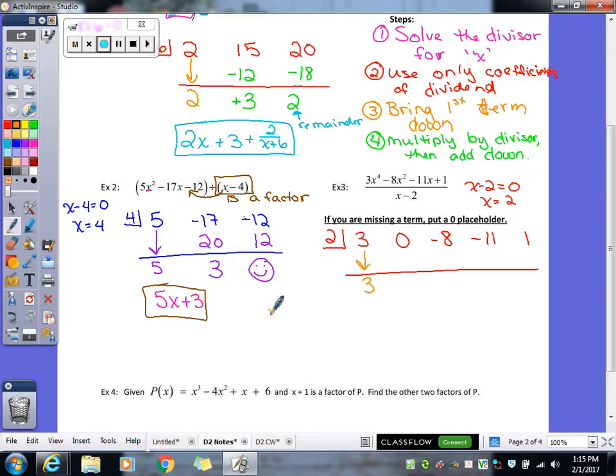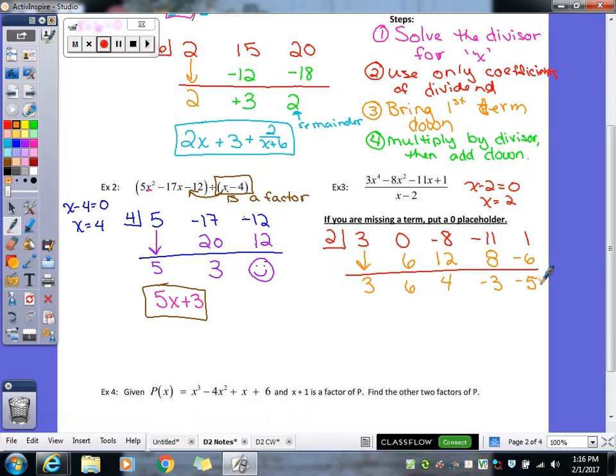So we're going to bring down our 3. 3 times 2 gives us 6. And then 0 plus 6 is 6. And then 6 times 2 is 12. Negative 8 plus 12 is 4. 4 times 2. And then negative 11 plus 8. Then negative 3 times 2 is, so we got a remainder this time of negative 5.